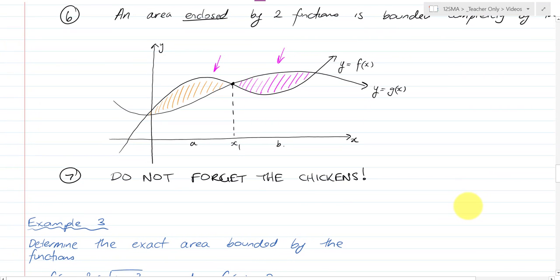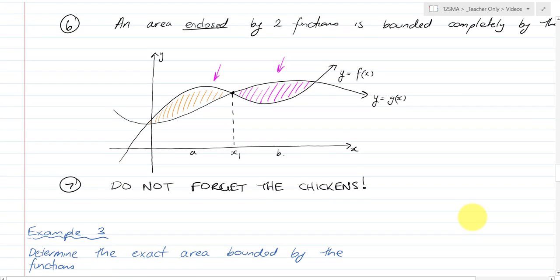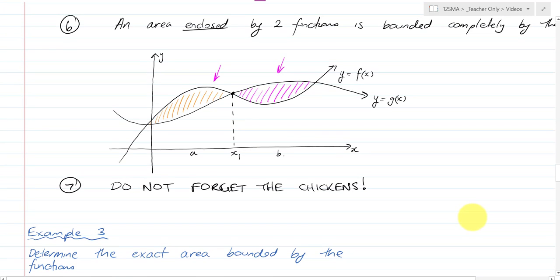And 7, do not forget the chickens. As you'll know, my reference to chickens is to do with not forgetting to reread the question and answer the question in full, which is a really common thing for people to forget when they get carried away and think they've done the whole question, but they've actually got a little bit more to answer.